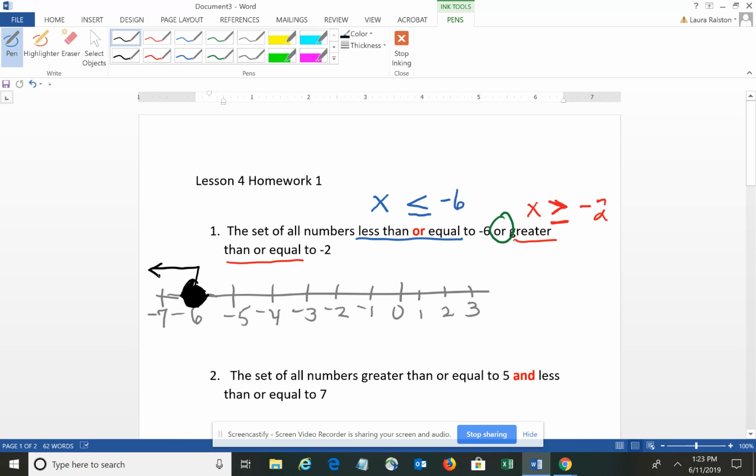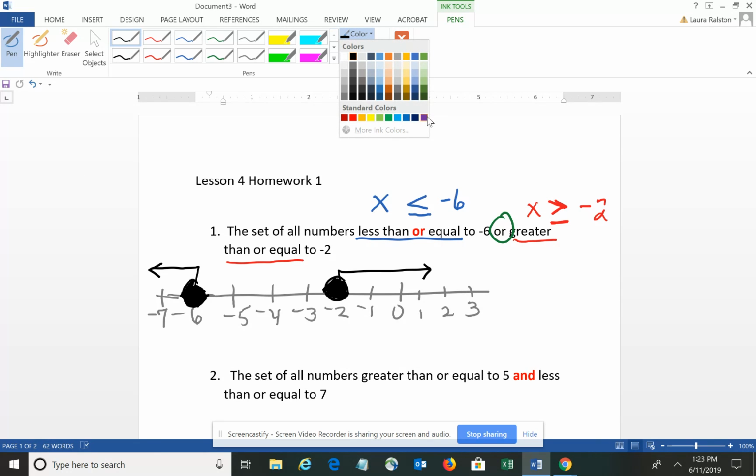The other half of the problem is greater than or equal to -2. So again, I'm going to draw a circle at -2, and again, I'm going to color it in because it is equal to, so I can use it, and greater than is going to go to the right. So there you have the number line for the set of numbers less than or equal to -6 or greater than or equal to -2.